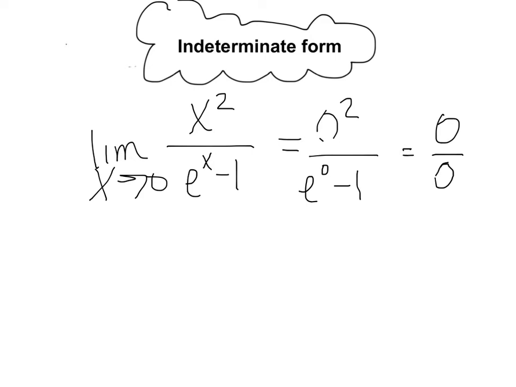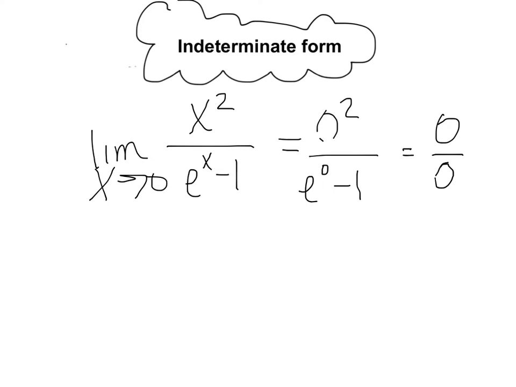0 over 0 is actually a special case, along with some other things, that we call indeterminate form. An indeterminate form means that we can't just say that these are undefined or going to infinity. In different cases, they could actually end up being different numbers.